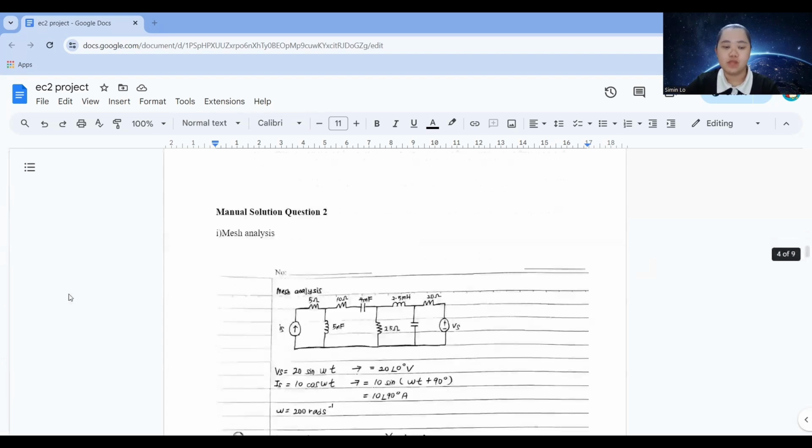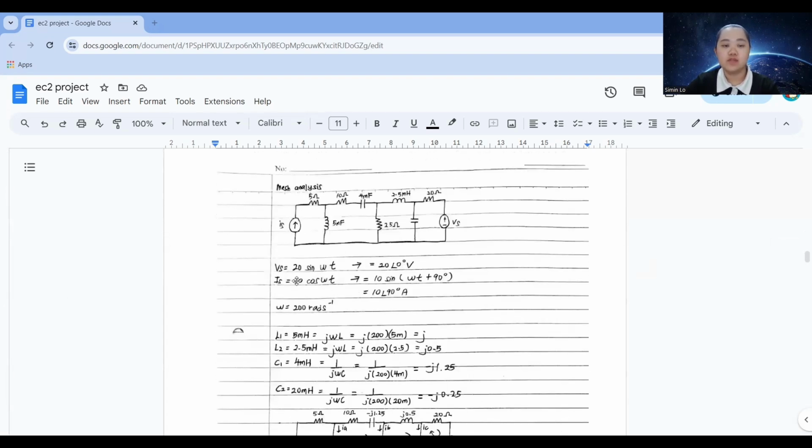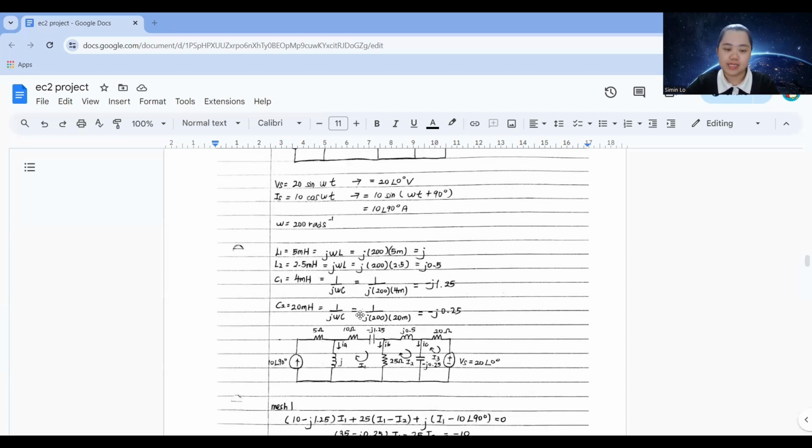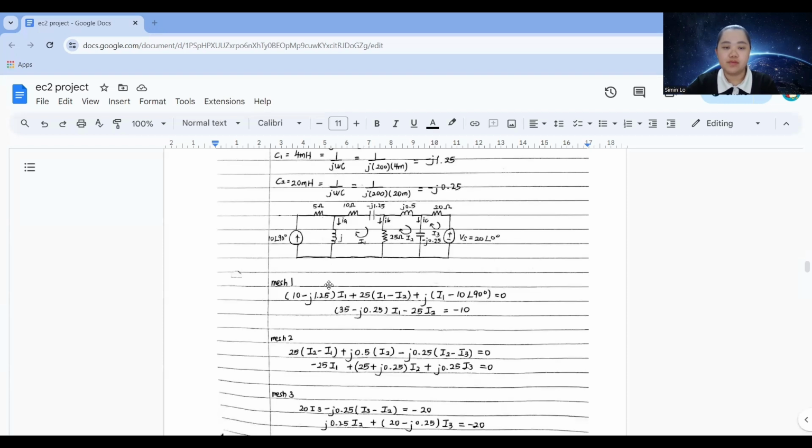First we solve it by using mesh analysis, and we convert the V source and I source into polar form. For I source 10 cos omega t, we need to convert it to sine, which needs plus 90 degrees. For the inductor and capacitor, we need to convert them to the phasor domain, where the inductor is equal to j omega L and the capacitor is equal to 1 over j omega C. After that, we can solve it by using Kirchhoff's voltage law. We find the equation for loop 1: 35 minus j0.25 I1 minus 25 I2 equals negative 10.